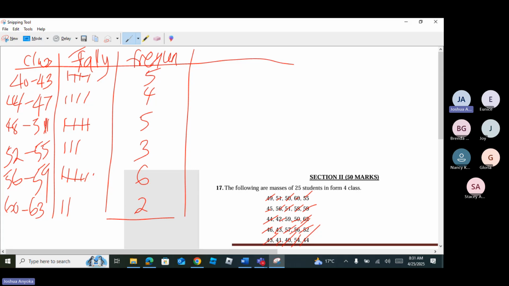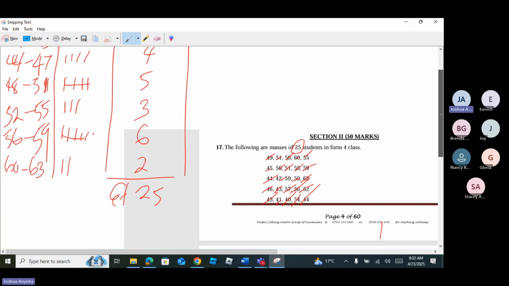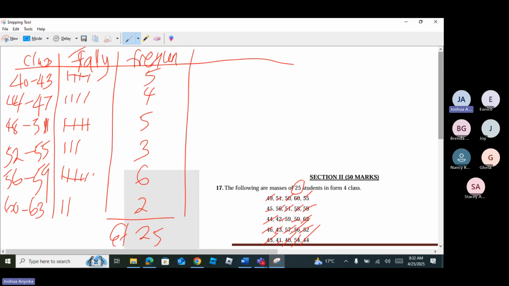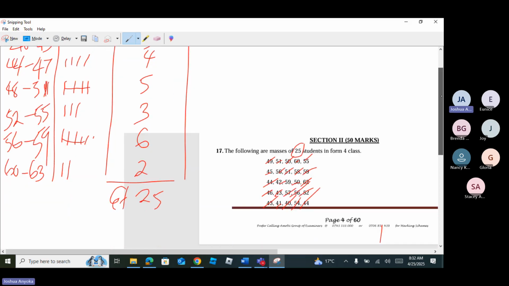So I have 9 plus 5, 14, 17, 23, 25. So the sum of frequency must be 25 to match the one that we have here. That is the frequency distribution table. That's how we develop a frequency distribution table from given classes. And at times you are given the starting class. Any question here? So be very keen so that you don't miss out.